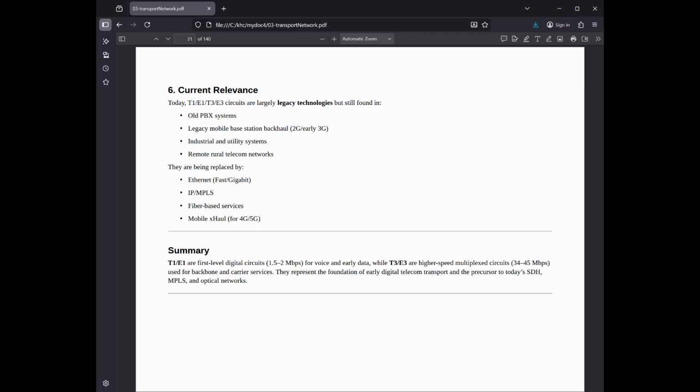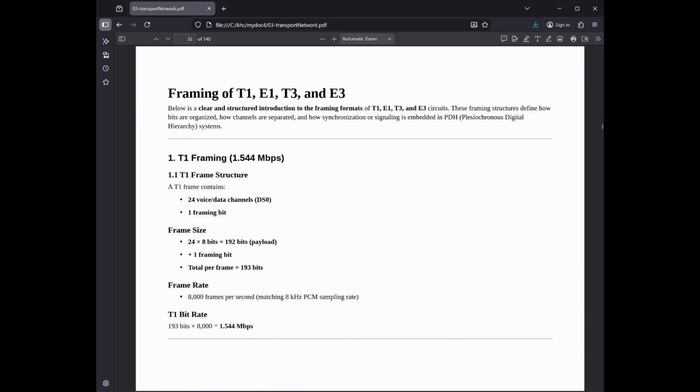Framing of T1, E1, T3, and E3. To understand the framing of T1, E1, T3, and E3, it helps to look at them as a series of nested boxes. Each frame defines how bits are organized so that the receiving equipment can tell where one conversation ends and another begins. T1 framing, the North American model: a T1 frame is exactly 193 bits long.